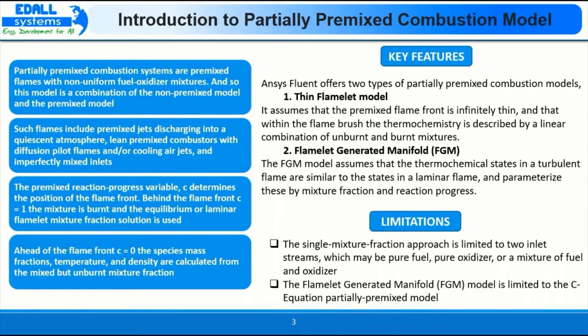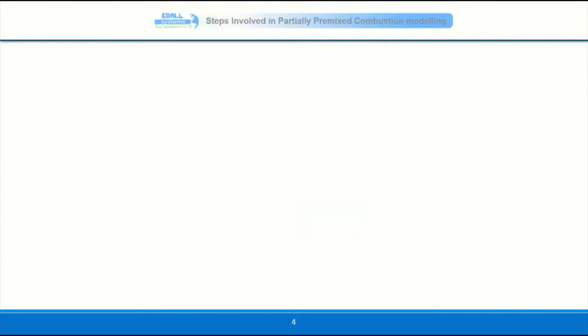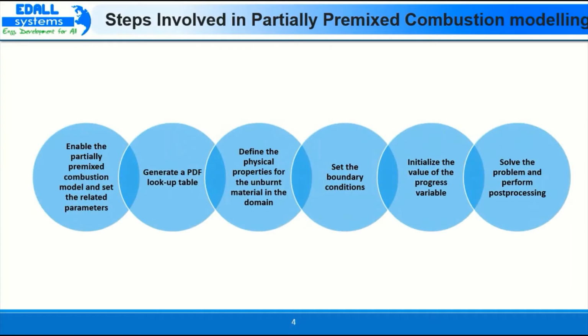Then there are some limitations of this model as well. The single mixture fraction approach is limited to two inlet streams, which may be pure fuel, pure oxidizer, or a mixture of fuel and oxidizer. Then the FGM model which we discussed is limited to the C equation partially premixed model. So if one is using the FGM method, then they are limited to using the C equation model only for calculation of turbulent flame speed.